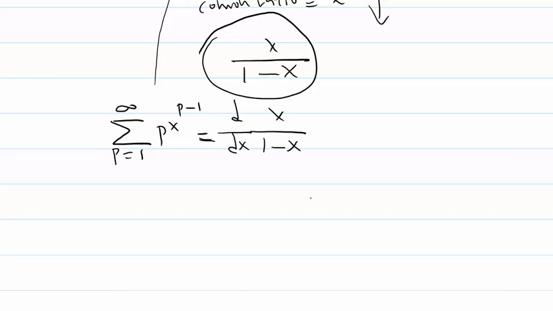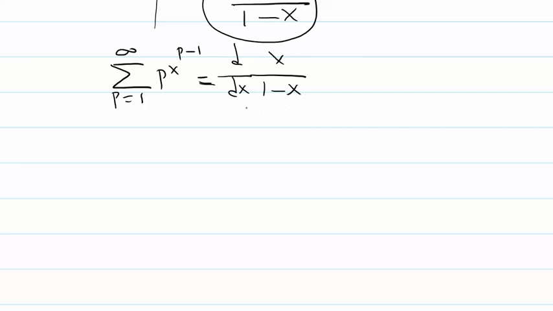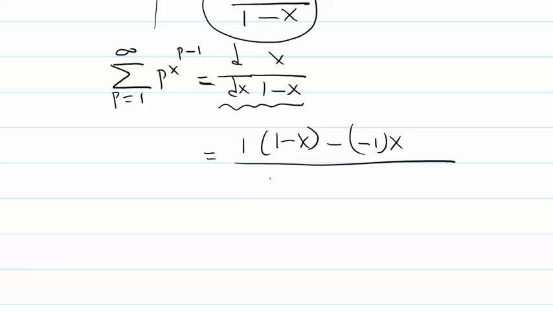Okay. And now, finding this part is really easy. We just do the derivative of the top, which is 1, times the denominator, not the derivative of the bottom, but just the denominator, minus the derivative of the denominator multiplied by the top, which is x, all over the denominator squared.